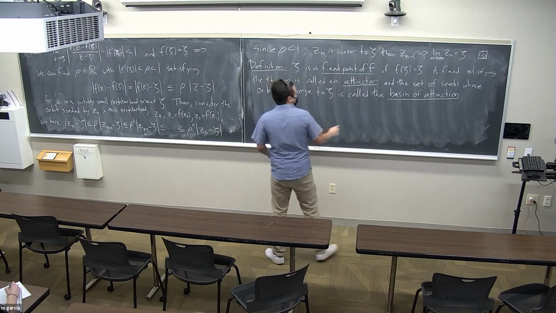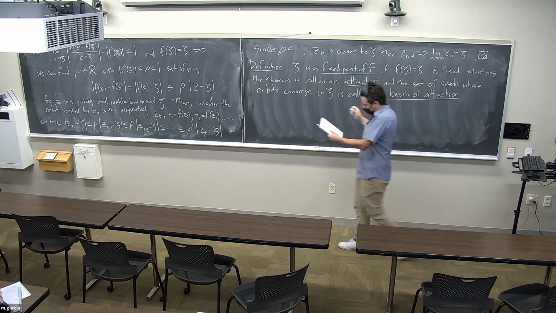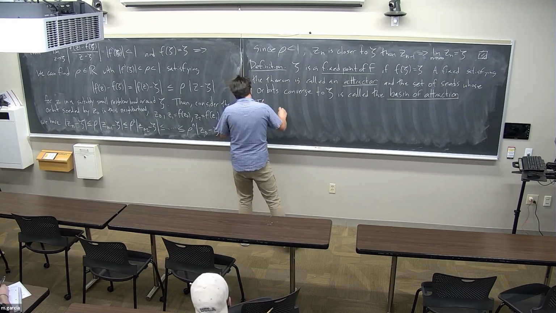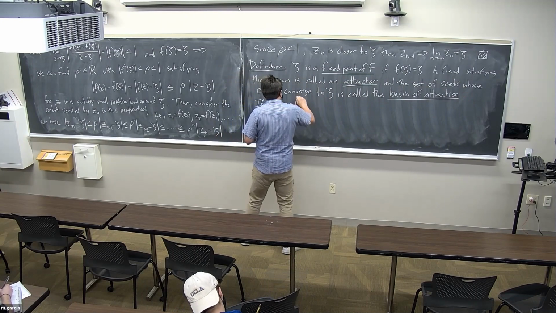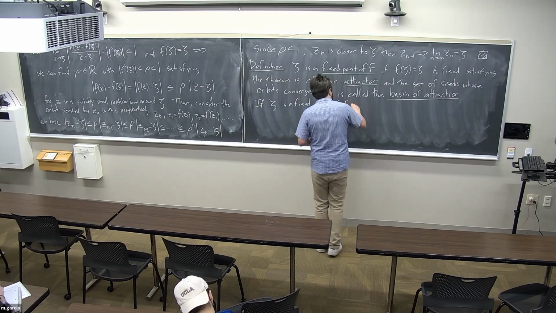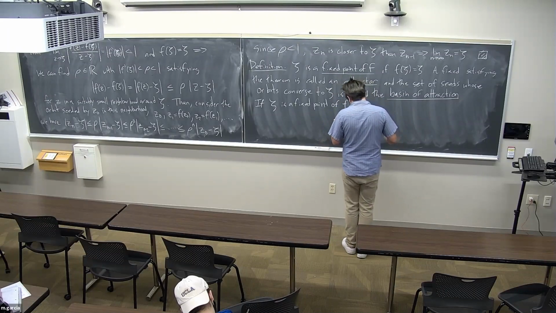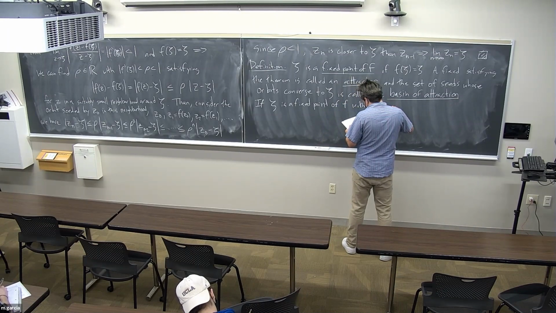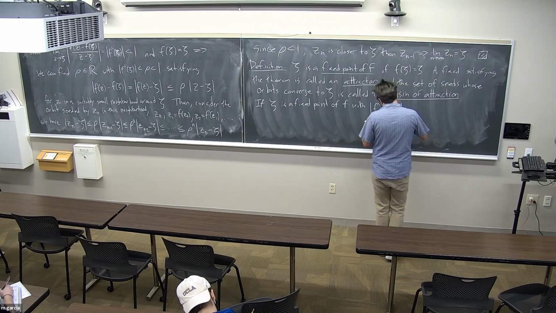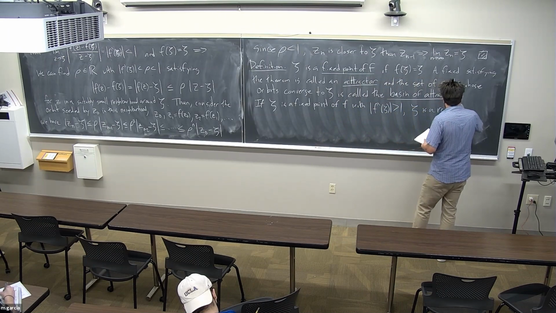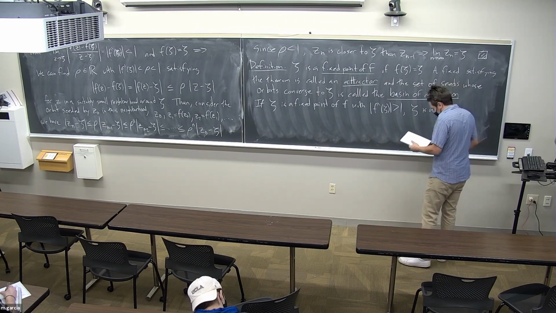So one more definition to add here. If zeta is a fixed point of f with the modulus of the derivative at zeta strictly greater than 1, zeta is a repeller of f.